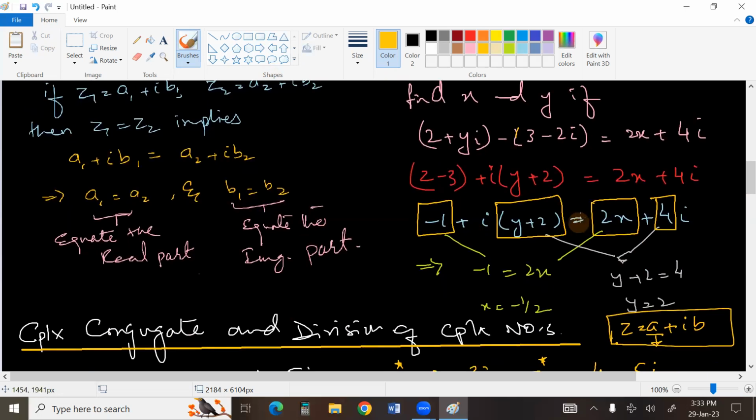If the two complex numbers are equal, it means their real parts are equal. So -1 and 2x are equal. That gives us x equals -half. And imaginary parts are equal. So 5 plus 2 is equal to 4. So that gives us y equals 2.